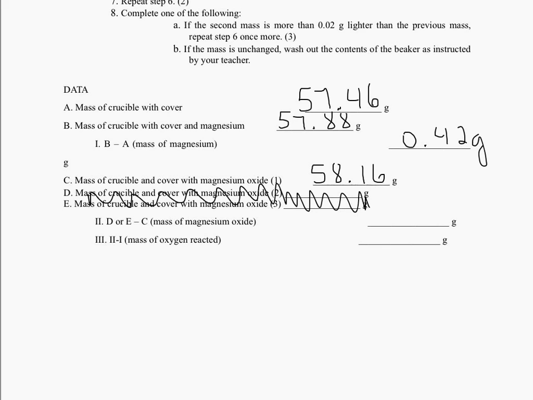For the mass of the magnesium oxide, this here needs to be corrected. It's actually C minus A, so our mass of our magnesium oxide minus the mass of the crucible. If we subtract these two numbers, we get 0.7 grams. The last blank is the mass of our oxygen. If we take magnesium oxide minus magnesium, so 0.7 minus 0.42, we get the mass of just the oxygen, which would be 0.28 grams.